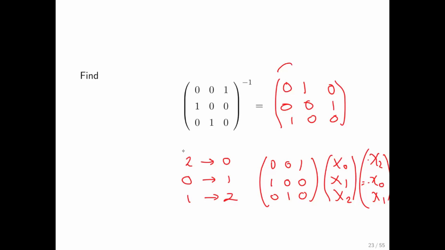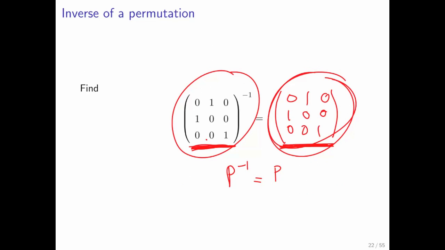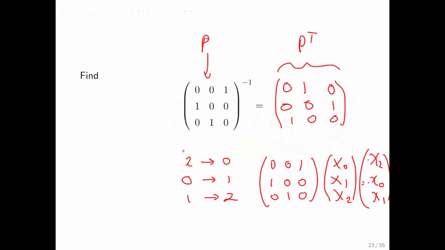Now this here is the transpose of this permutation matrix. If this was P, maybe it's the case that the inverse of a permutation is the transpose of a permutation. Does that work here? Well, here that would work, right? Because this matrix is not only that matrix itself, what we actually have here is a symmetric matrix.